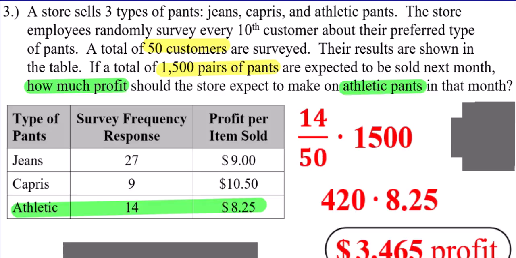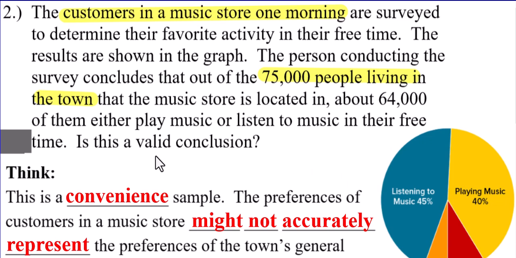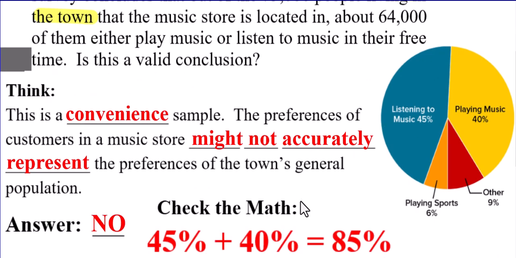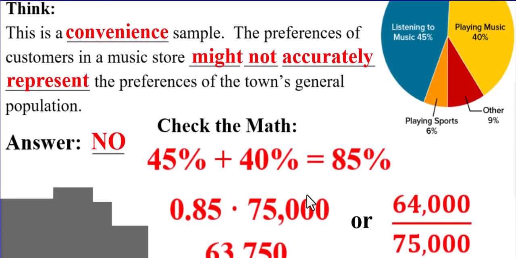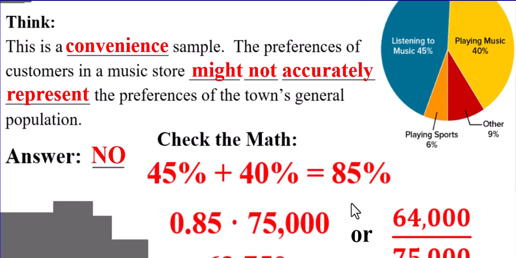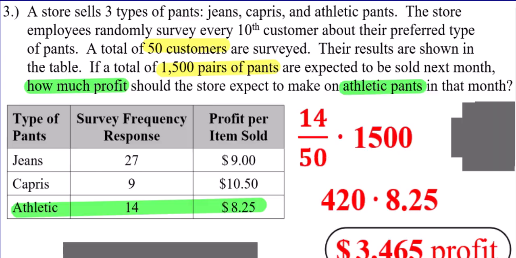Remember, if the problem asks you about the conclusion being valid or not, 2 things must be true. Number 1, it has to be an unbiased sampling technique. Convenience was actually biased. And also the math has to check out. Now, problem number 2, the math checked out, but the sample was no good. That's why we said no, it was not a valid conclusion. For it to be valid, both things have to check out, the sampling technique and the math.